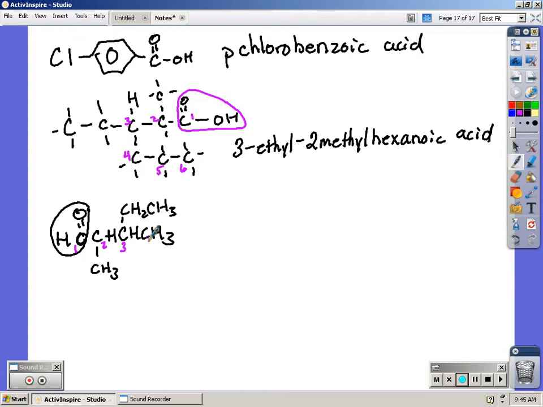So our longest chain is 5 carbons. And then we have a side group here and a side group here. Both of those side groups are methyls. So we have it on the second carbon and the third carbon, 2 methyls, dimethyl, and then our longest chain is pent. My functional group would change the ending to pentanol. Practice, practice, practice.